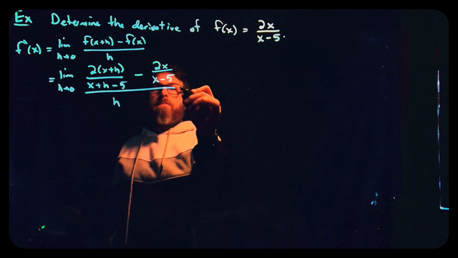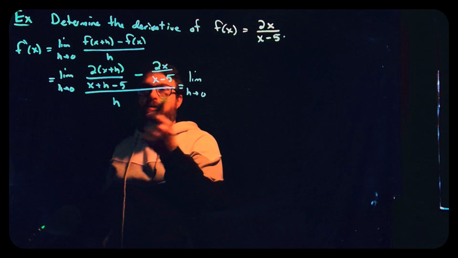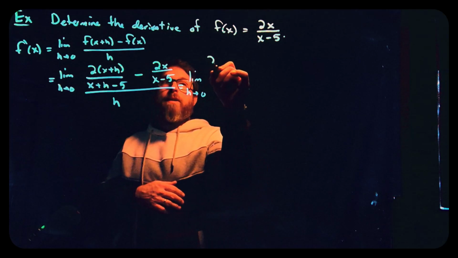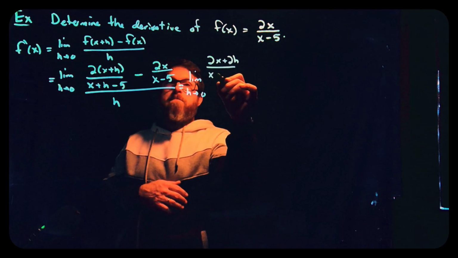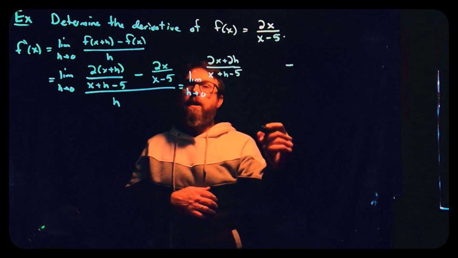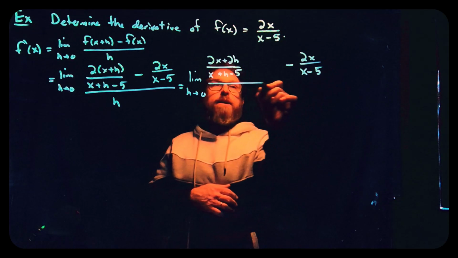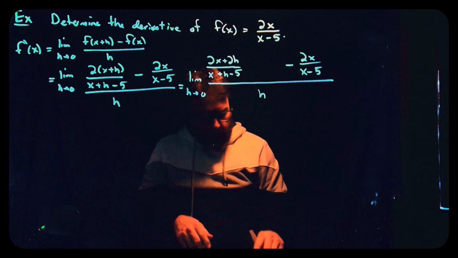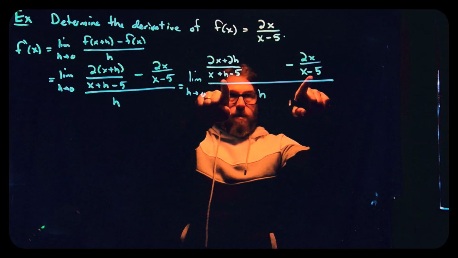In order to simplify this expression, I have to combine these numerators. When you see rationals, you're going to need common denominators to be able to simplify. So we're going to have 2x plus 2h all over x plus h minus 5, and then I'm also going to have to subtract 2x all over x minus 5. And of course, this is all over h. But our real goal here is to simplify the numerator before I worry about that h. In order to do that, I need common denominators, and this binomial is relatively prime to this other binomial.